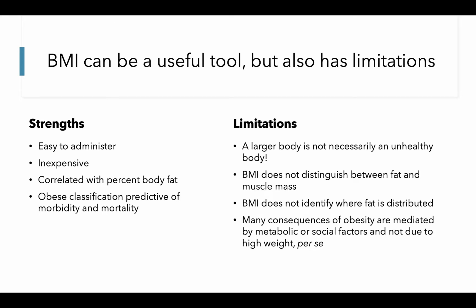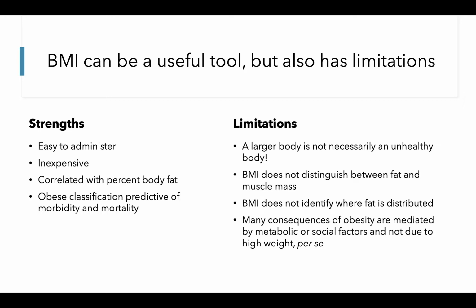In addition, BMI does not distinguish between fat and muscle mass, so an individual with a very high muscle mass, such as an athlete or a bodybuilder, may technically have a BMI classified as obese, but they don't have excessive body fat, as the term obese implies. BMI also does not identify where fat is distributed. We know that centrally located fat, as would be indicated by a waist circumference measure or a body composition scan, is much more dangerous than fat located elsewhere.